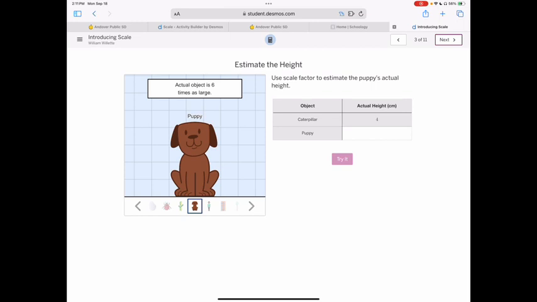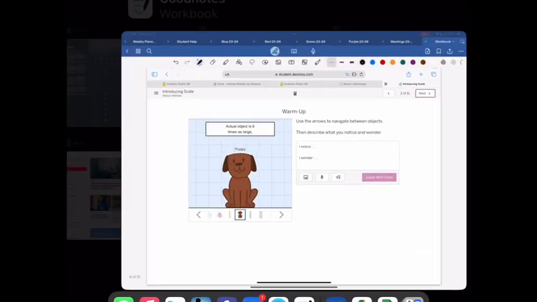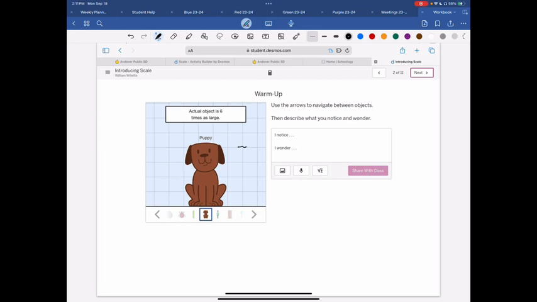So in this screen here, you're given the actual object is 6 times larger. Now, when you look at the caterpillar, it is 4 centimeters, so this represents 4 centimeters here. And the puppy, you can measure this using a ruler, the puppy is a little bit larger than that. So if we were to make a line right there, the puppy is a little bit larger. So maybe 4.2.